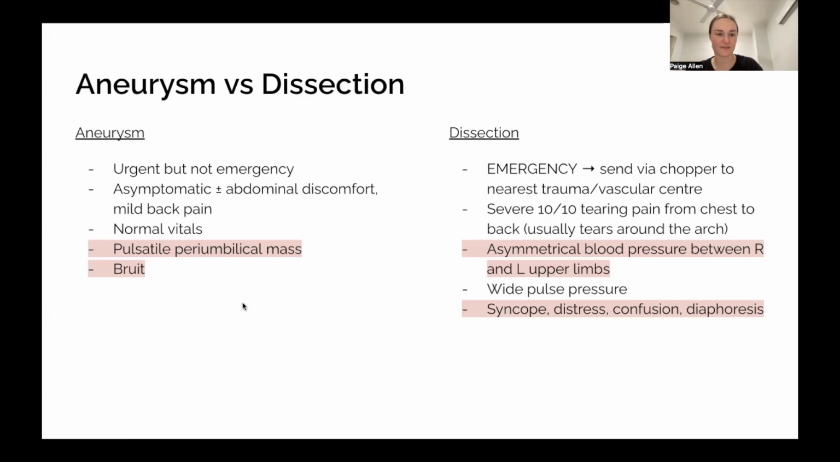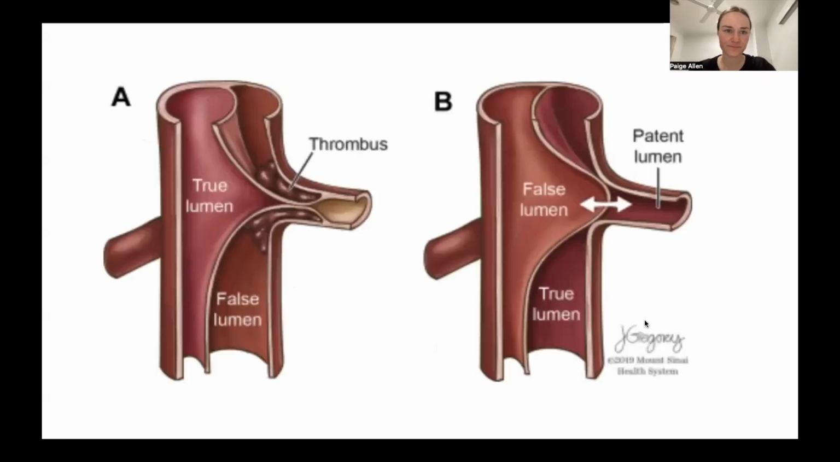And then in terms of exam for aneurysm, you can feel that classic pulsatile periumbilical mass. And if you listen with the bell of your stethoscope, you can hear some bruits usually. Actually, I think that one you can hear with your diaphragm. Sorry, yes. And then for dissection, they'll be showing all those pre-arrest type signs.